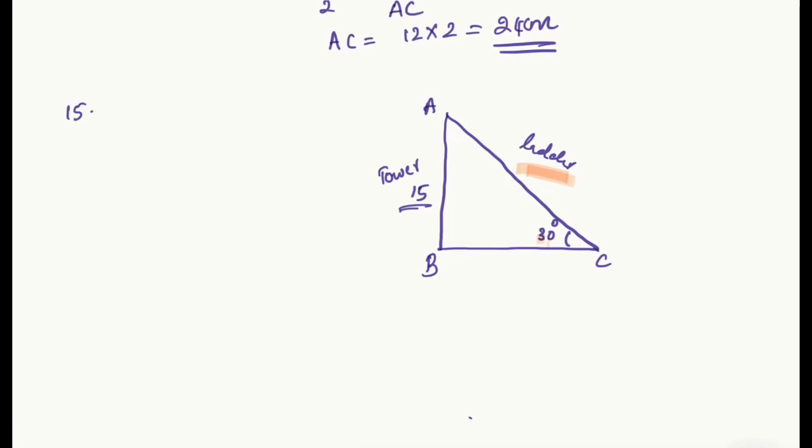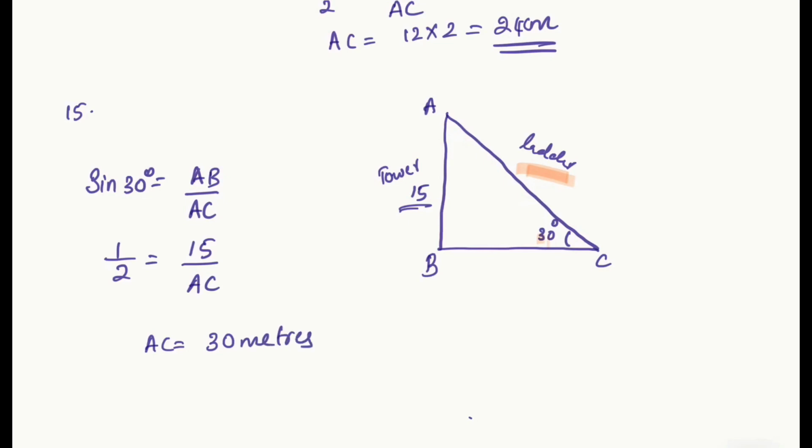So which ratio can I use? Sine 30 equal to AB by AC. Correct? From the figure it's AB by AC. So 1 by 2 is equal to, AB is how much? 15 by AC. So you get AC is equal to 30 meters. What is 30 meters? That is equal to the length of the ladder. Very simple. Only thing is you need to frame the figure based on the given question. Okay.